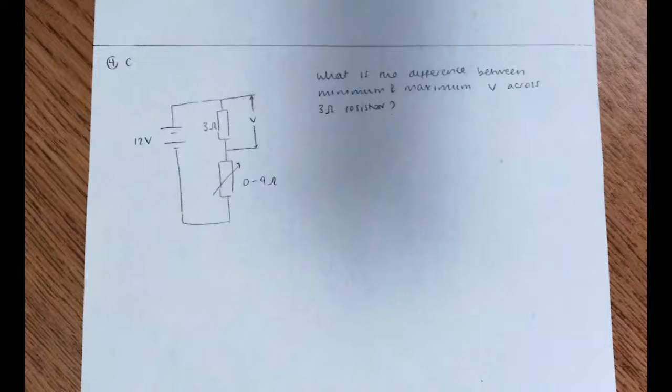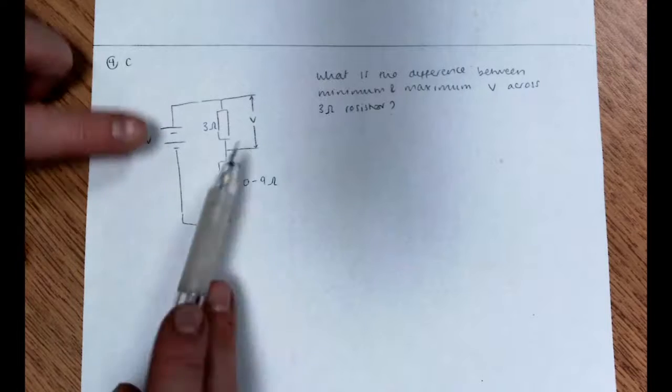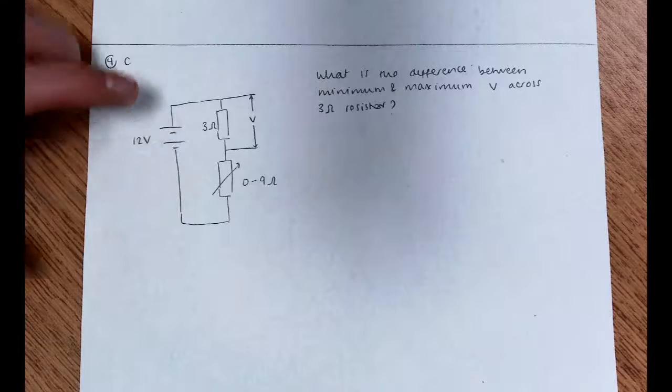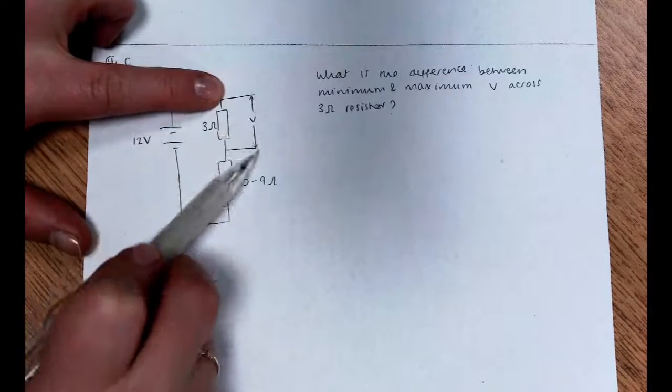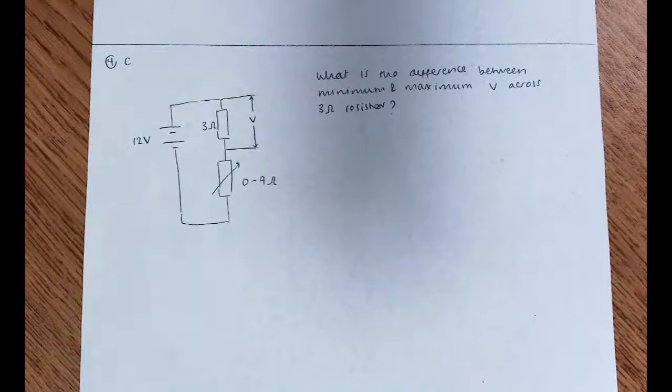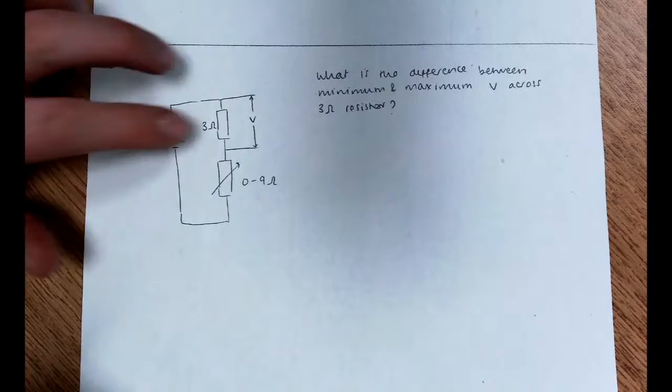Okay, last but not least then, you have a circuit that has a variable resistor varying between 0 and 9 ohms, and you have a 3 ohm resistor that has a V out across there. So we're measuring the output voltage across the 3 ohm resistor. And it says, what is the difference between the minimum and maximum V values across the 3 ohm resistor?